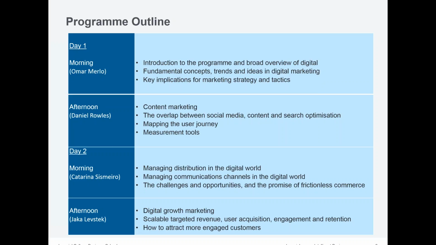So in designing this program, we've really aimed to create something that is at the intersection of all of these things: the new and the old, the big and the small, the strategic and the tactical, the business and the technological. So looking at things that merge our understanding of digital from a number of different perspectives.